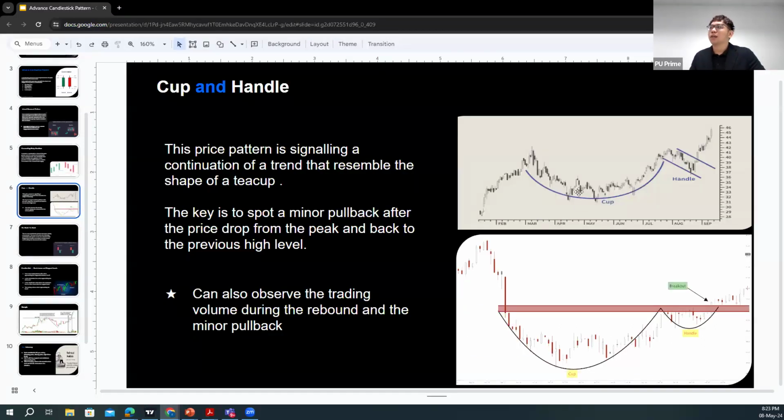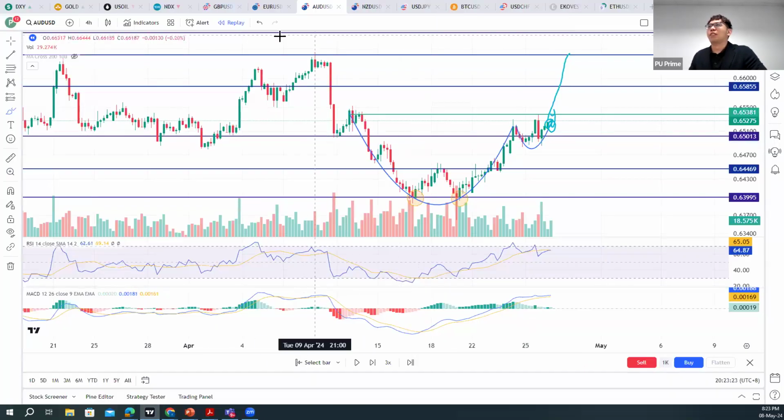Everyone understand? But we have mainly two types of cup over here. So this is something like the Australian dollar. Oh, maybe I should show you the trend afterward.